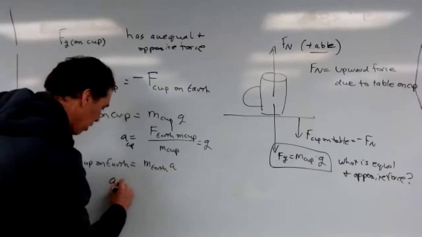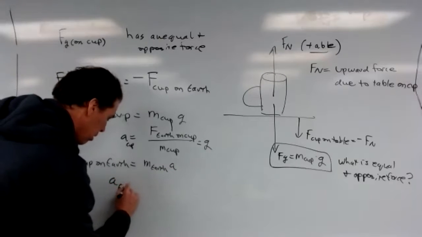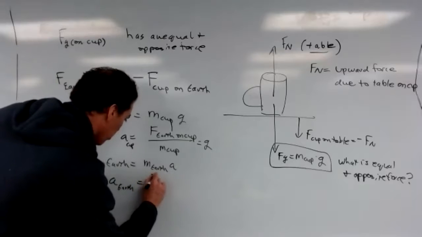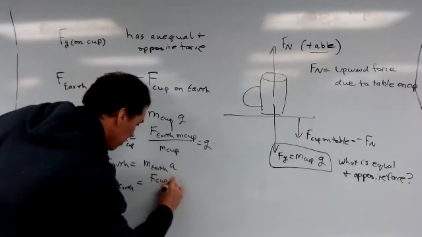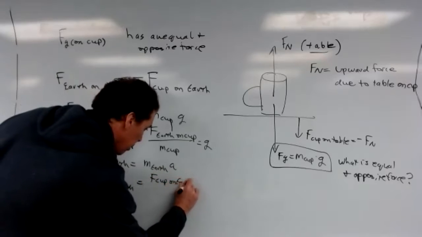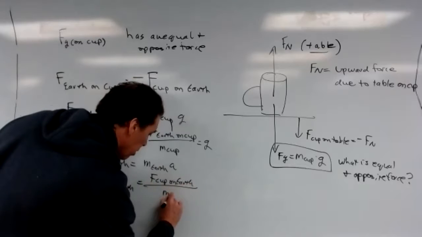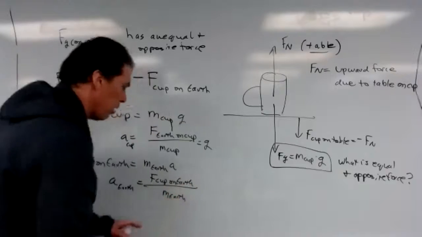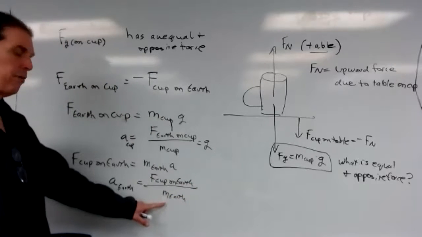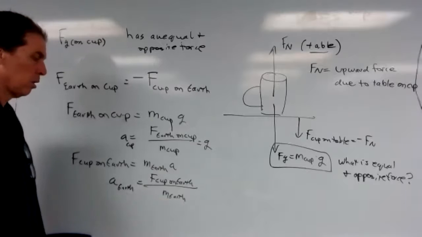And so we can say the acceleration of the Earth is the same force, but now it's divided by the mass of the Earth, which in kilograms is a 6 with 24 zeros after it. So the Earth doesn't really move at all.